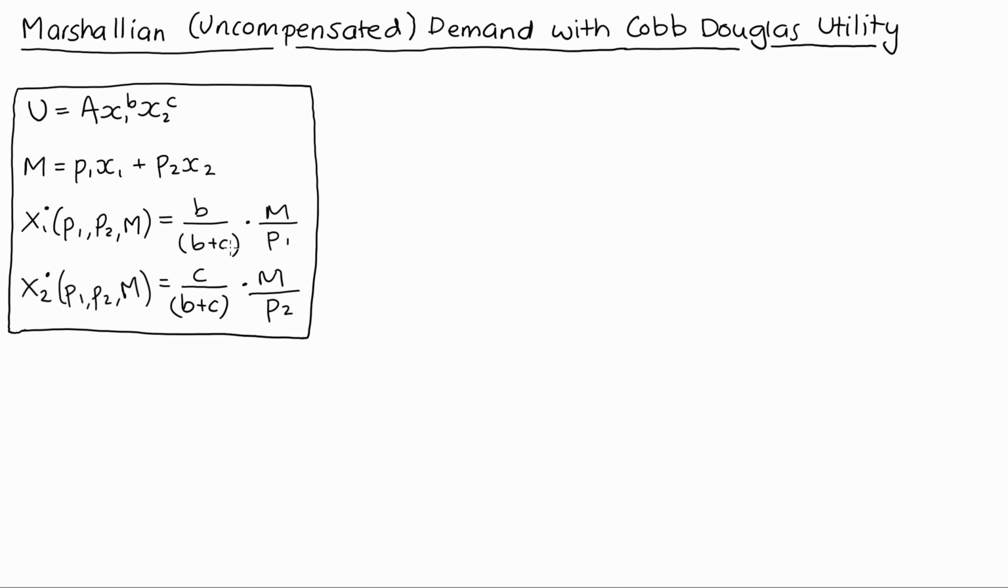Our abstract form of Cobb Douglas is utility equal to some big A times x1 to the power of b times x2 to the power of c, where x1 and x2 are good 1 and good 2, and big A, b, and c are all parameters. I'll also use an abstract budget constraint, so m, that's income, is equal to the price of good 1, P1, times good 1, X1, plus the price of good 2, P2, times good X2.